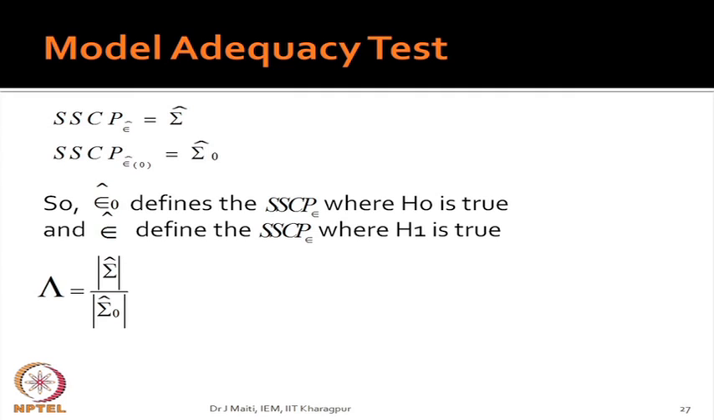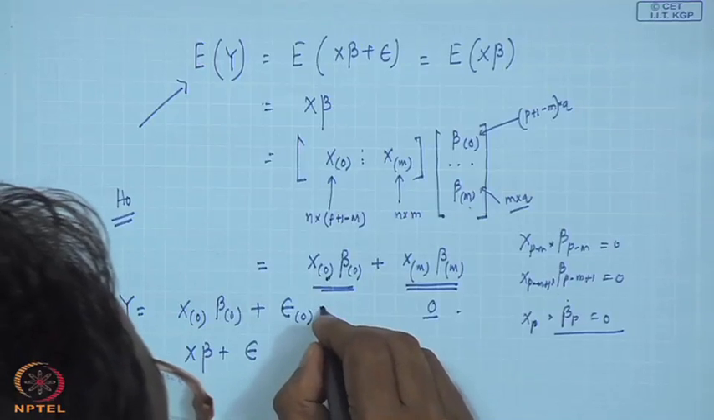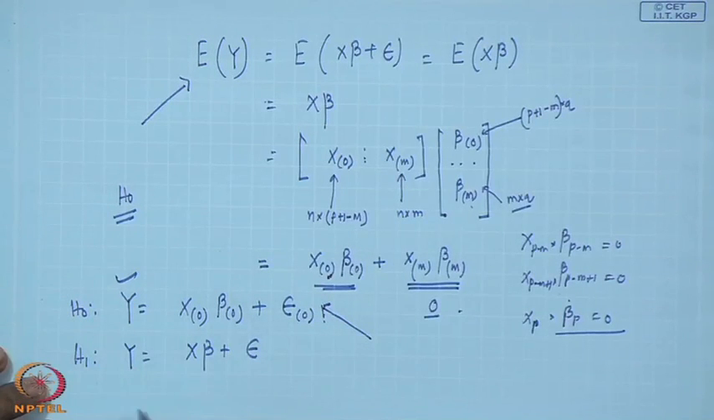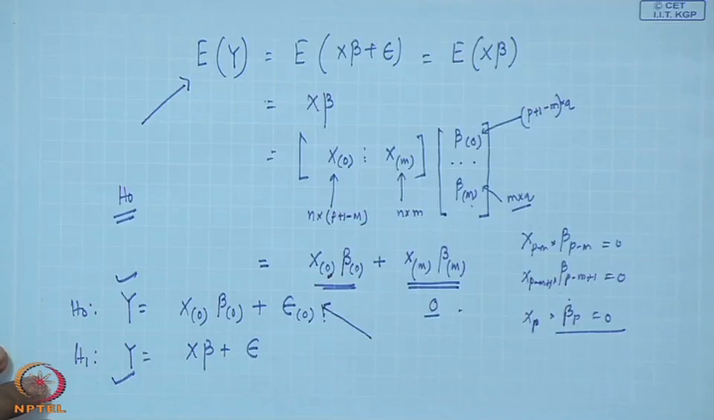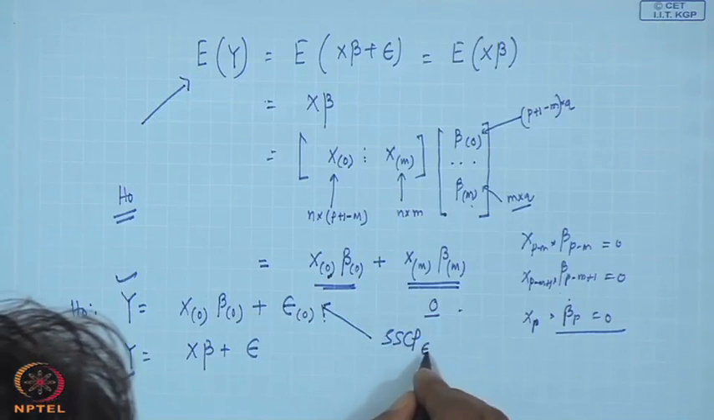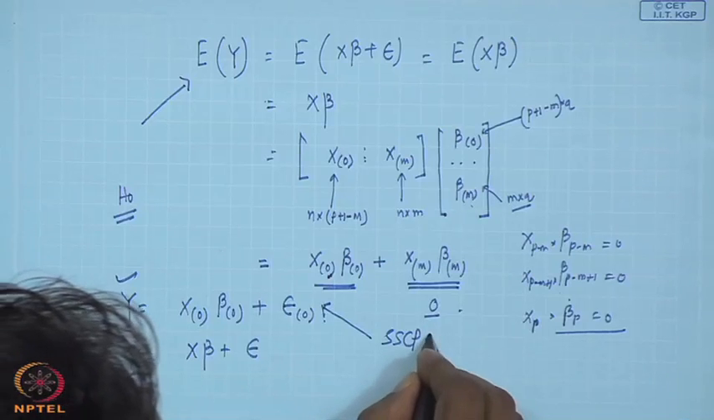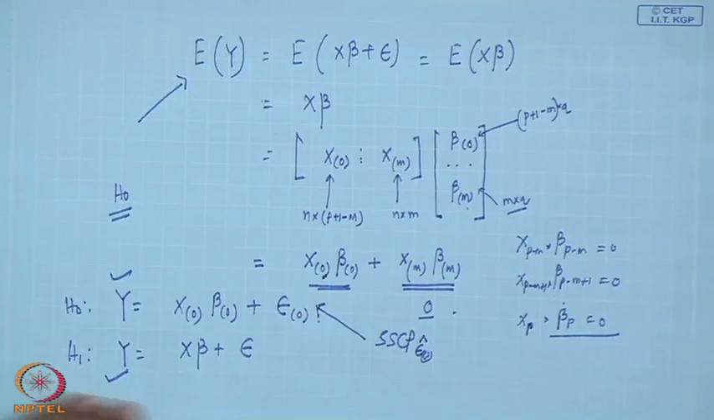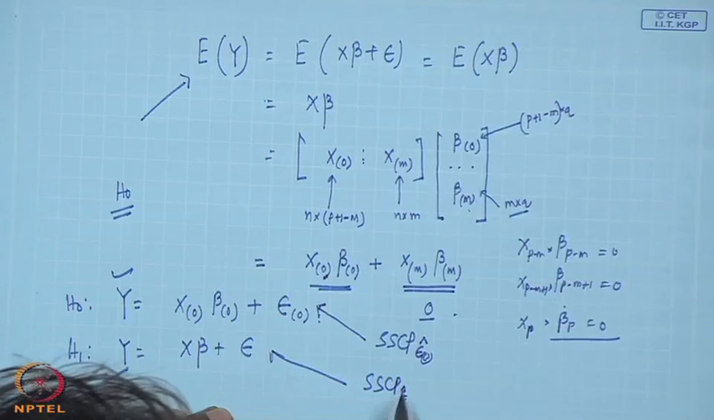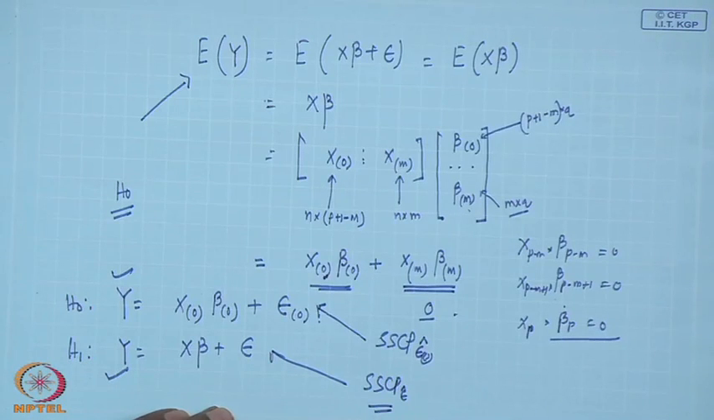Getting me? So, what will happen here, if I fit this model vis-a-vis this model, you will be finding out SSCP epsilon 0 estimate here, and here also you will be finding out SSCP epsilon cap, this estimate. Getting me?